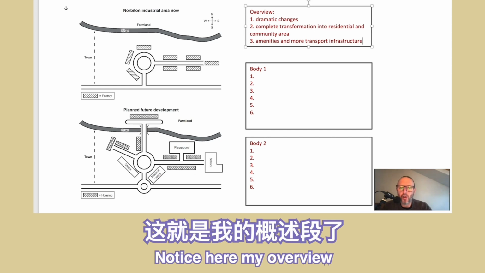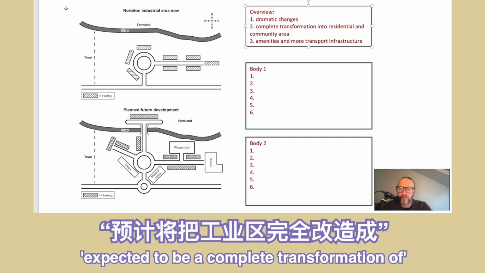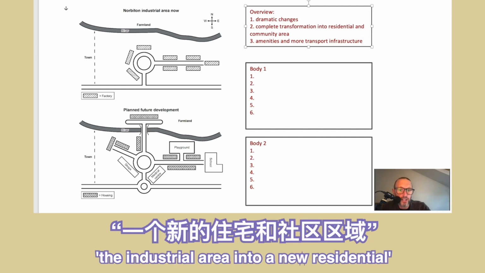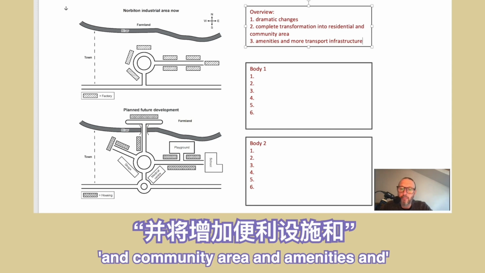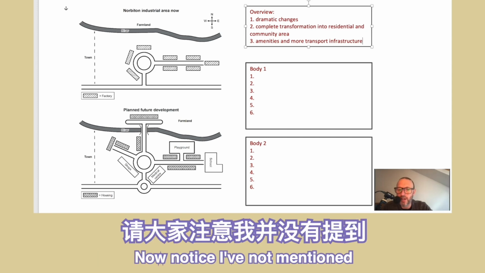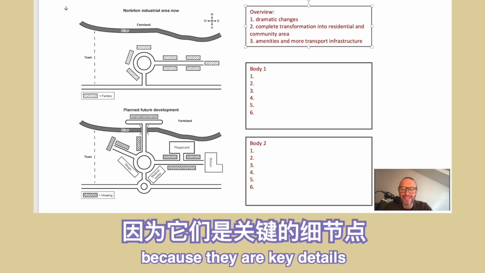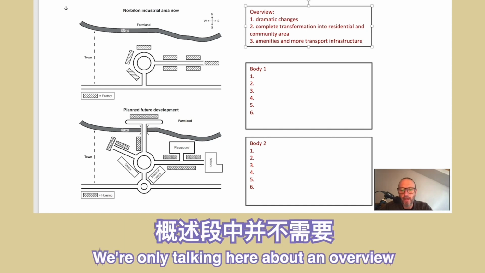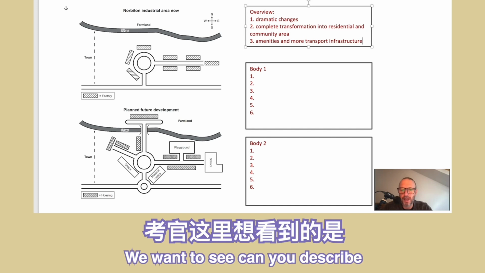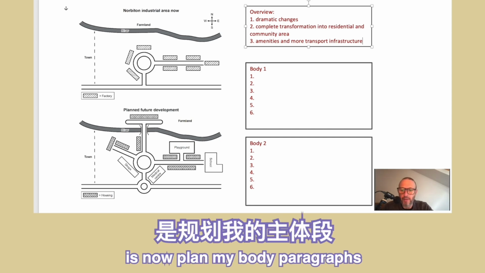So notice here my overview. Expected to be dramatic changes, expected to be a complete transformation of the industrial area into a new residential and community area, and amenities and more transport infrastructure are expected to be added. Now notice I've not mentioned specific things from the map because they are key details. We're only talking here about an overview. Okay, we want to see, can you describe the general overall changes? The second thing I have to do is now plan my body paragraphs.